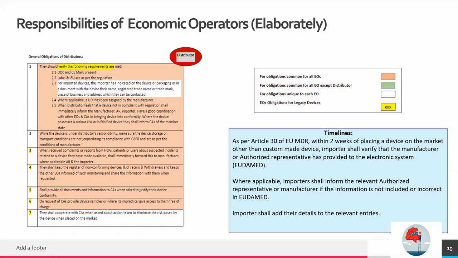As per Article 30 of EU MDR, within 2 weeks of placing a device on the market, other than a custom-made device, the importer shall verify that the manufacturer or authorized representative have provided their information in EUDAMED. If they have not, then the distributor or importer has to inform the authorized representative and manufacturer to register in EUDAMED. So they are like friends in the supply chain. If one is non-compliant, the other makes sure to make the non-compliant person compliant. This is how things are in the EU MDR regime.